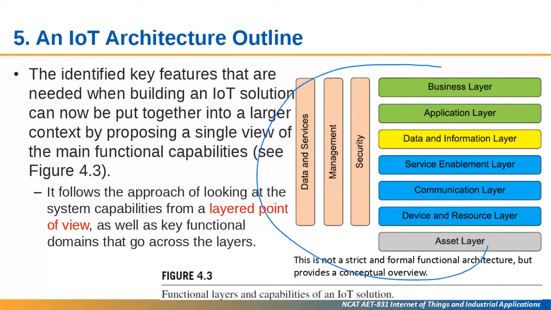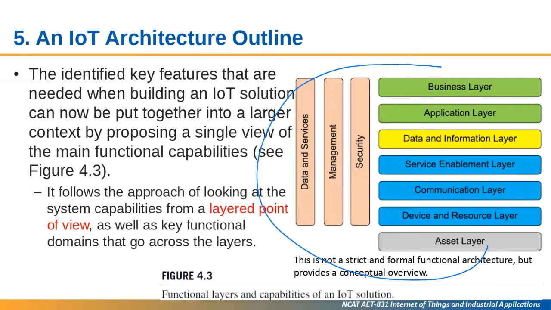So if you are in information technology or computer majors, you may have seen this. But if you are not, that's totally okay. Basically, this architecture follows the approach of looking at the system capabilities from a layered point of view, as functional domains that go across the layers. So let's go into the details of each layer.